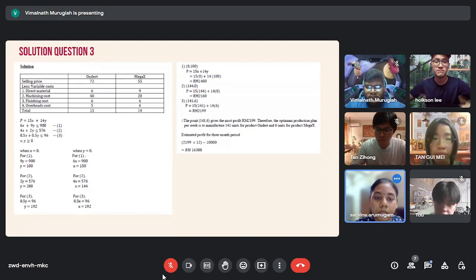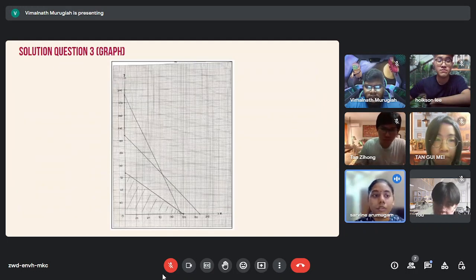2,199 times 12 minus 10,000. So the final answer will be RM 16,388. So this is the graph for question number 3. You can proceed with question number 4.